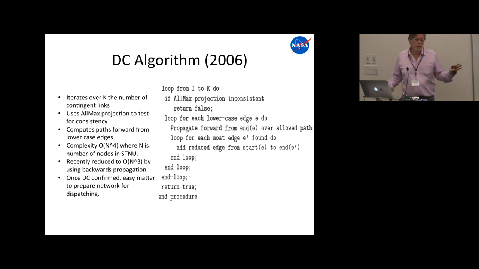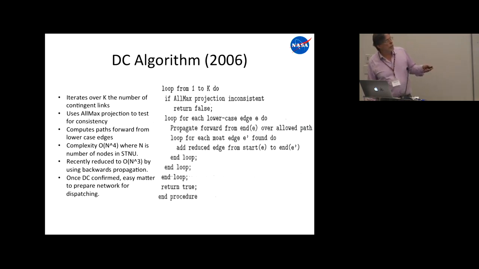I know probably very little of this makes sense because I didn't go over the details, but to try to answer your question, you don't have to really reason about the bounds of the contingent links, which would make it not polynomial. It would make it worse than that. Okay. Yeah, but this Allmax is used here.